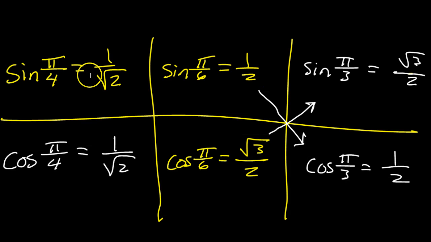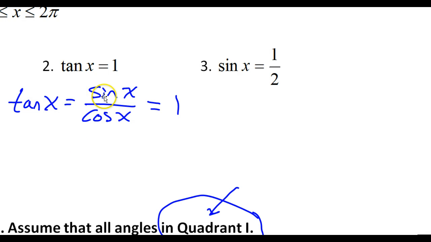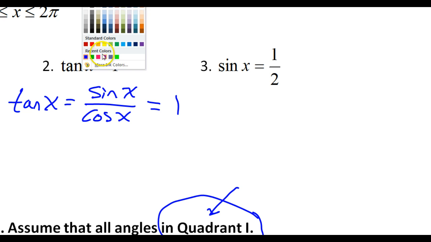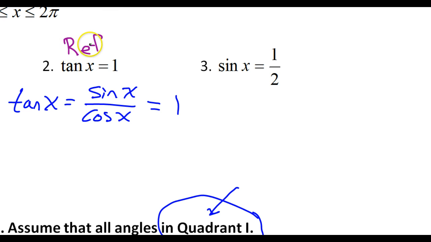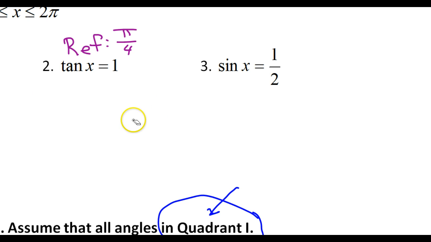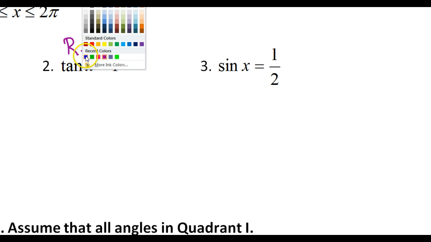Okay, so what's the angle that makes that happen? This is a reference angle of pi over 4. So pi over 4 is going to be the reference angle. All right, let's just jot that down and call it ref. All right, so the reference angle is pi over 4. Now, if we want to know what the answers are, it's possible that neither of the answers will be pi over 4. But here's how we find the actual answers.